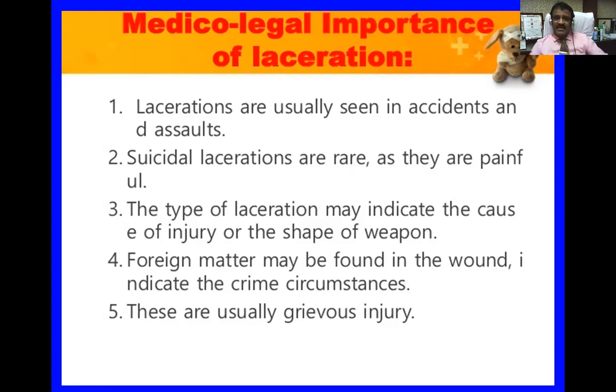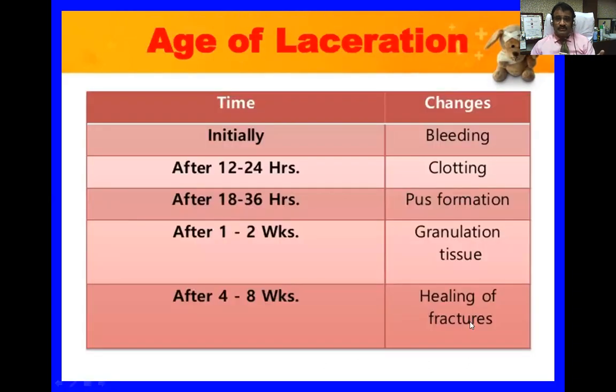They are rare. The type of laceration may indicate the cause of injury or the shape of the weapon. So you'll get an idea about the weapon which is used to cause this injury. Foreign matter may be found in the wound, which indicates the crime circumstances. गुन्हा कुठं घडलेला आहे, कसा घडलेला आहे याची सुद्धा माहिती थोडी मिळते. फॉरेन बॉडी, फॉरेन मॅटर्स जर त्याच्यामध्ये मिळाला तर. So these are usually grievous injuries, because we saw the wound and they're highly painful and vast also.